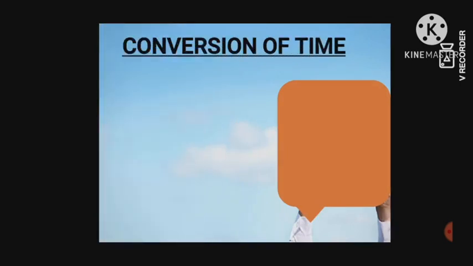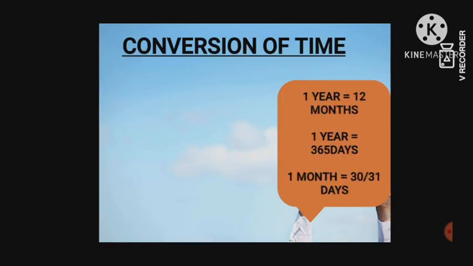We will understand conversion of time. But before understanding it, we will focus on a few points. 1 year is equal to 12 months, 1 year is equal to 365 days, and 1 month is equal to 30 or 31 days. In the questions of conversion, we always consider 1 month as 30 days.